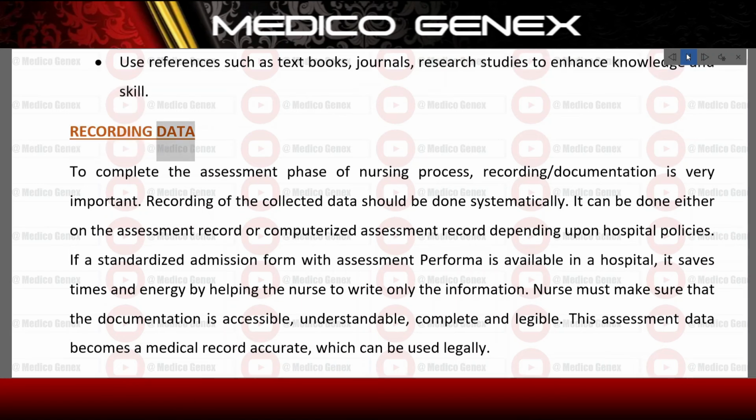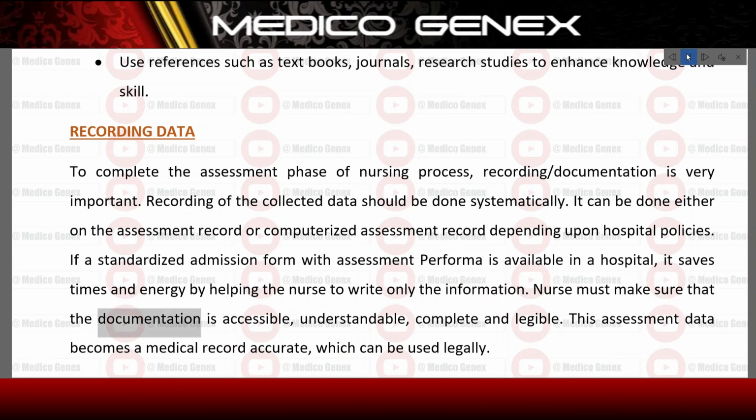Recording data. To complete the assessment phase of the nursing process, recording or documentation is very important. Recording of the collected data should be done systematically. It can be done either on the assessment record or computerized assessment record depending upon hospital policies. If a standardized admission form with assessment proforma is available in a hospital, it saves time and energy by helping the nurse to write only the information.